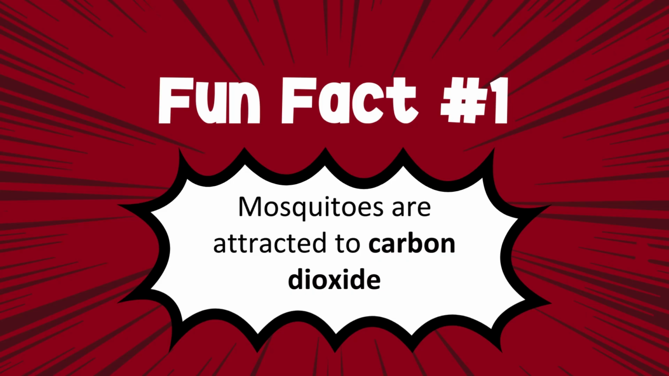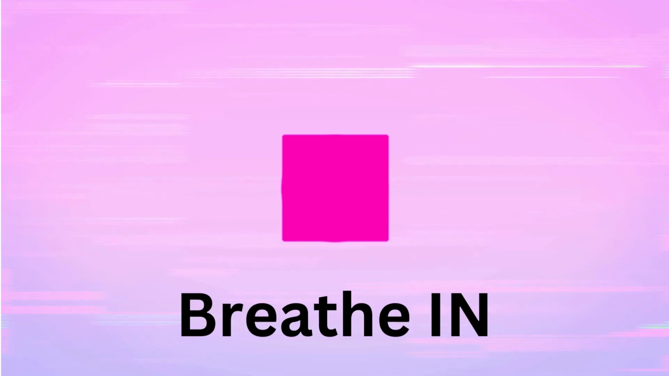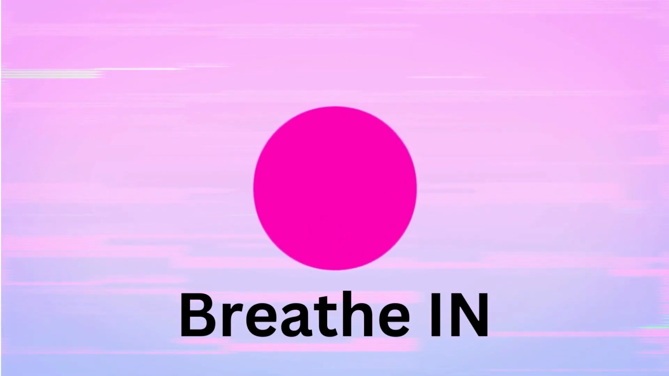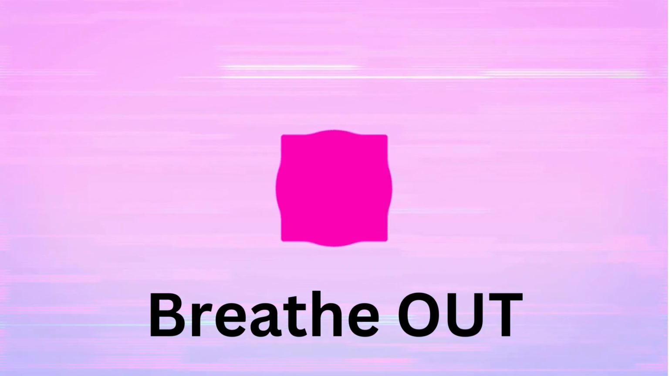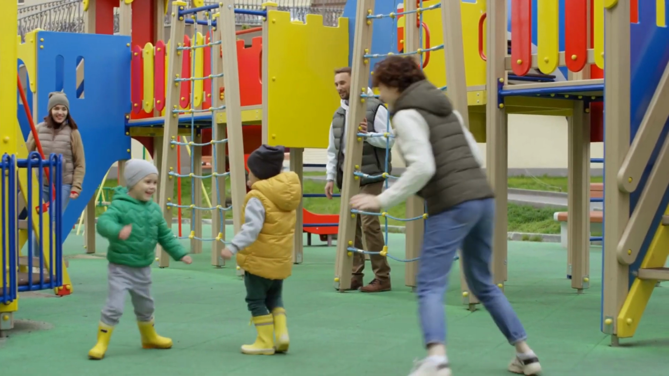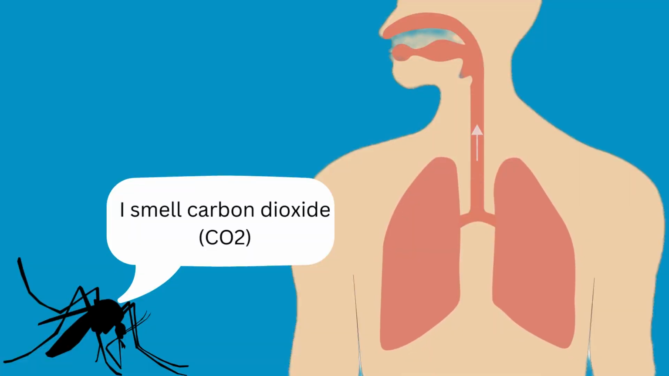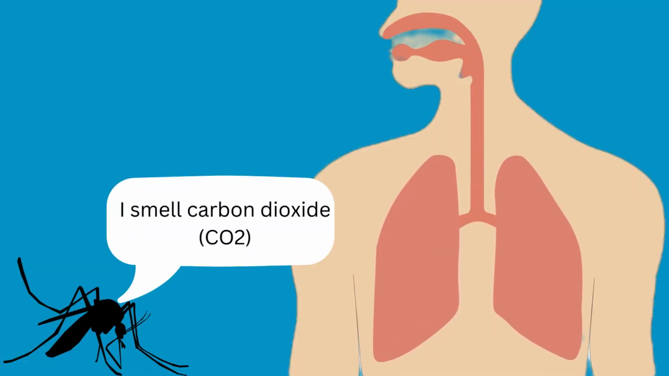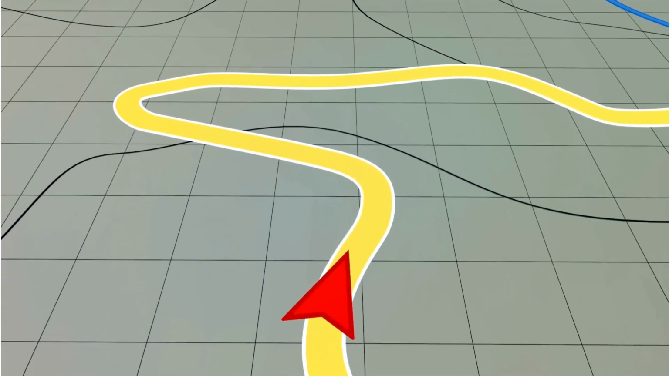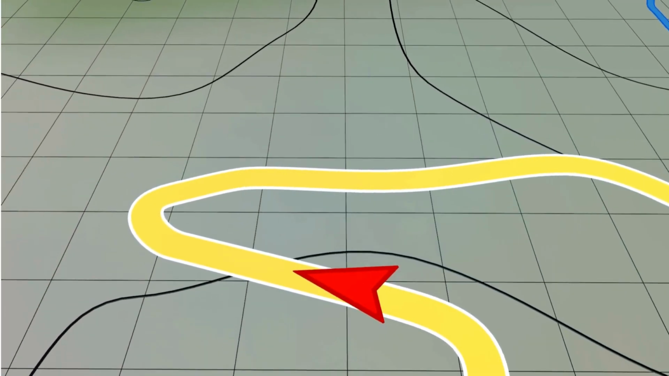Mosquitoes are also attracted to carbon dioxide. So everyone, breathe in, breathe out. If you are running around playing tag with your friends, a mosquito around your area will actually smell the carbon dioxide coming out of your mouth and find you. It's kind of like their own GPS system in finding us.